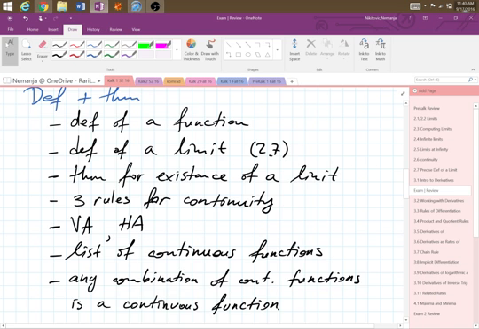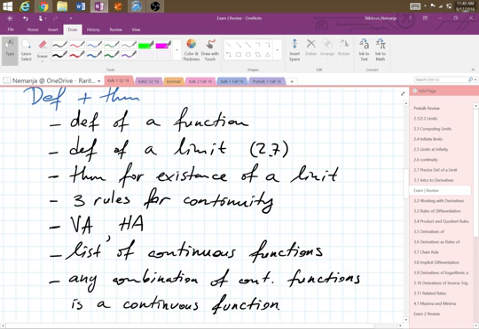Theorem for existence of the limit, which is limit from the left, limit from the right, they have to agree. That was the theorem, I believe, 2.2. It was the first theorem that we wrote in red for limits. So if both one-sided limits exist and agree, then the overall limit exists.